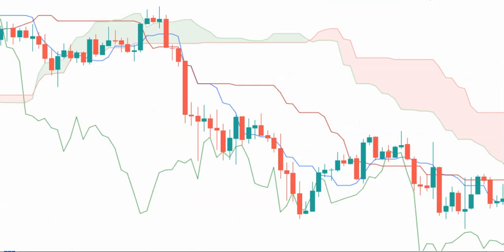And when Tenkan-sen is crossing Kijun to the down, we should be cautious and get ready to have a proper sell or short position. In this condition, if price candles break the two lines to the down, the sell signal becomes stronger than before.